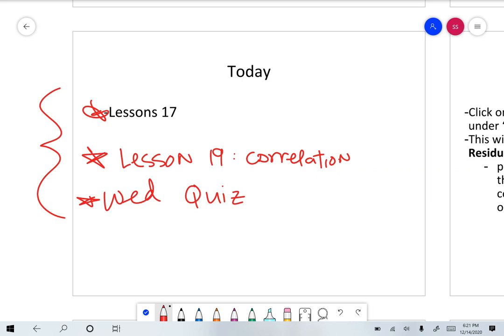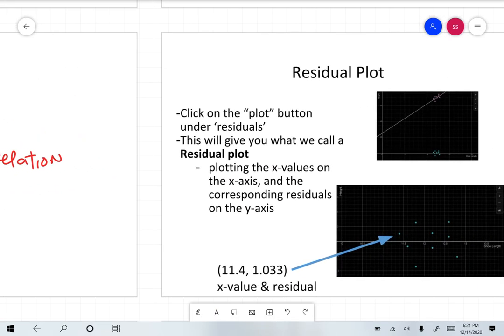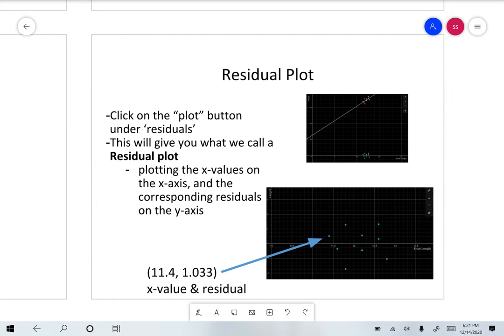It sounds like my dog is chewing something else. Okay, let's do this. We're going to talk about residual plots for a minute. Let's see if I can find my dog while I'm doing this. Oh, good boy, you're just chewing on a ball.